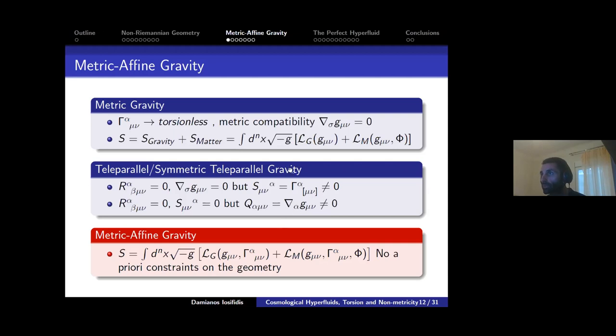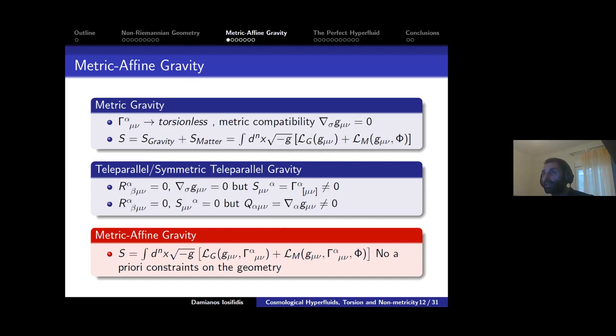formulation of gravity. So these are all equivalent when the action, the gravity action, is linear in the Ricci scalar. So we have deviations only when we go to f of R. Here we have the T scalar, f of T, etc. And we have a generalized version of all of this, and this is metric-affine gravity, which is what we are going to be discussing. So this is the theory I'm interested in.